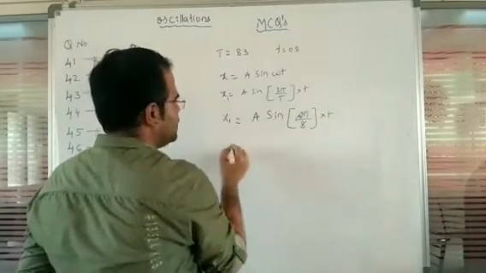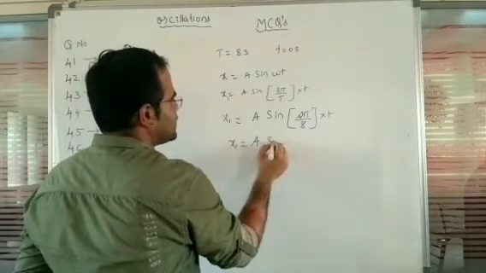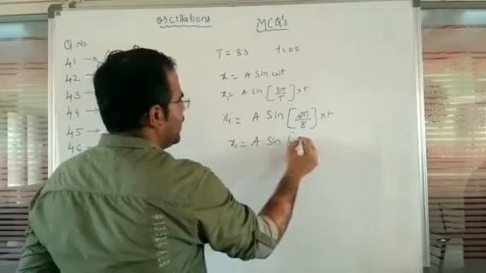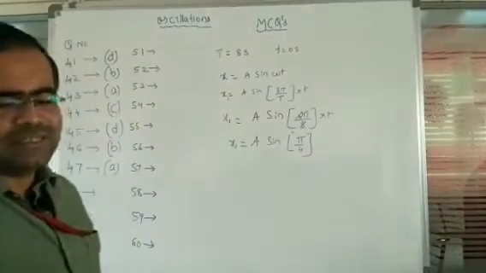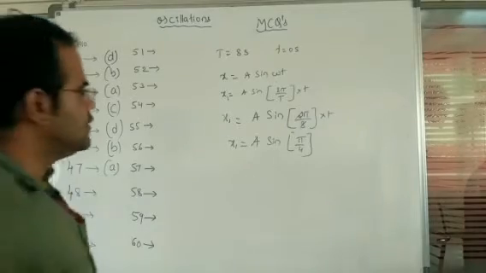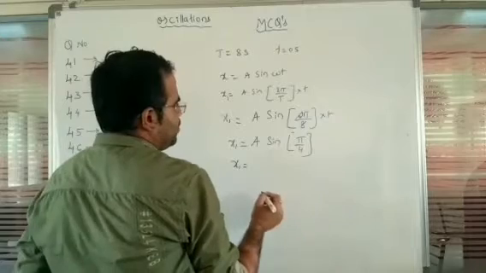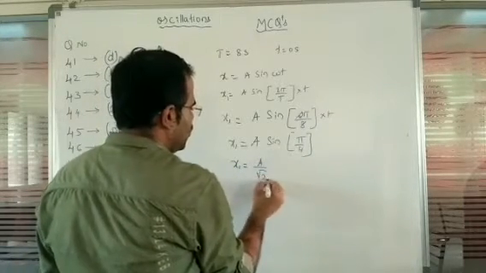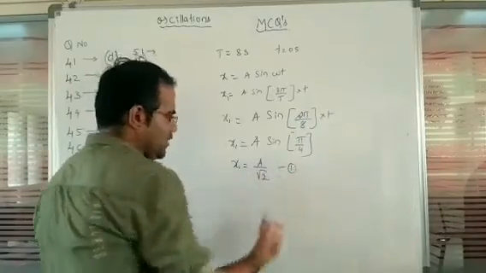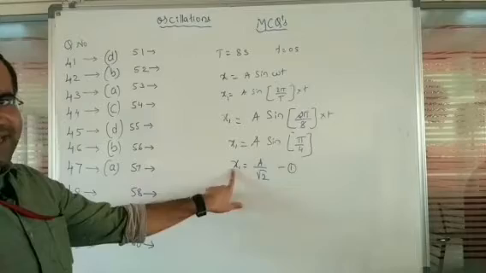Again in that one, so these two will get cancelled. x1 is equal to A sine of, again we can write, pi divided by 4. So it's the first equation. In the sense it is a distance traveled. So that's what we can write: x1 is equal to A sine pi by 4. So sine pi by 4 is 1 divided by root 2. So this is the equation number 1. So it is the distance traveled for the first second.